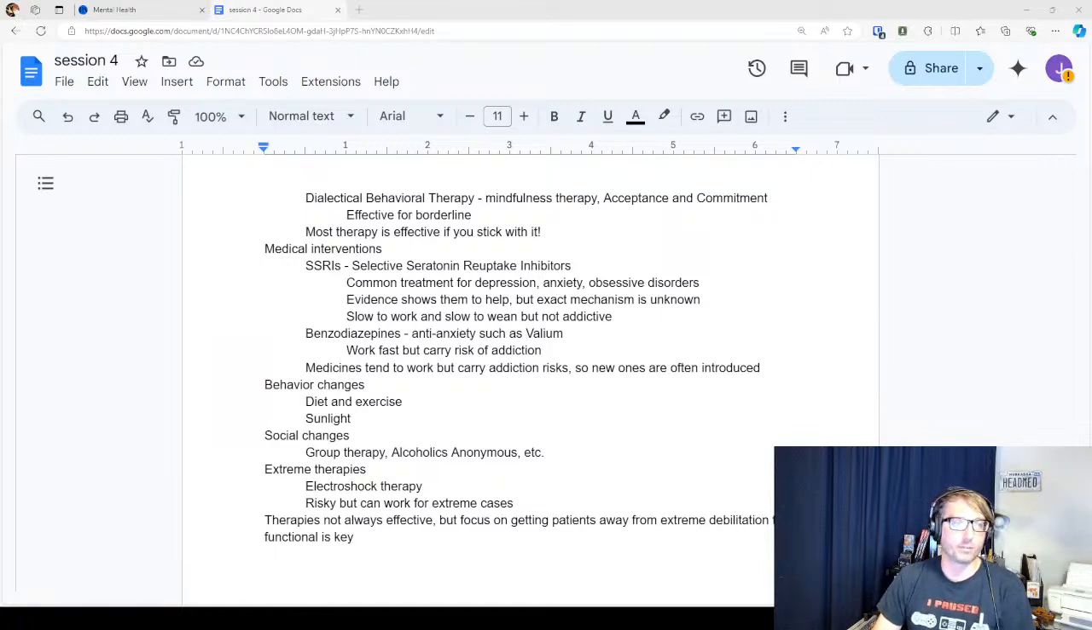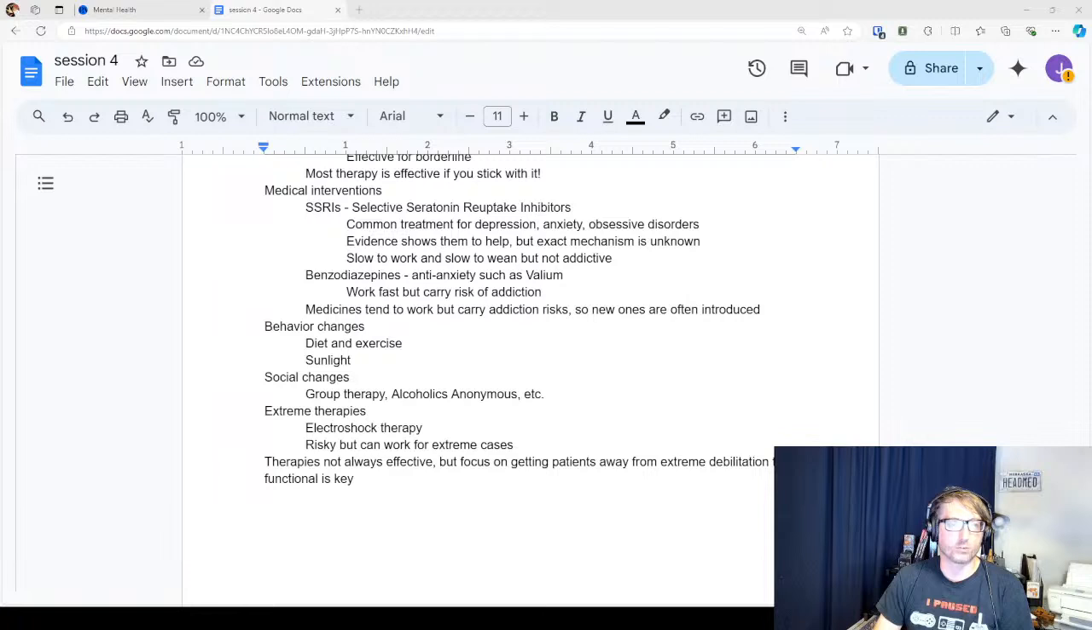So then we have our benzodiazepines, which are anti-anxiety medicines, such as Valium or Xanax. They work very quickly, but people get addicted to them. So there's an issue. And then he mentions a cycle of medicines working, but then losing their effectiveness, or too many people get addicted, and then they have to make new medicines, and people get addicted to those, and it just goes in a cycle.